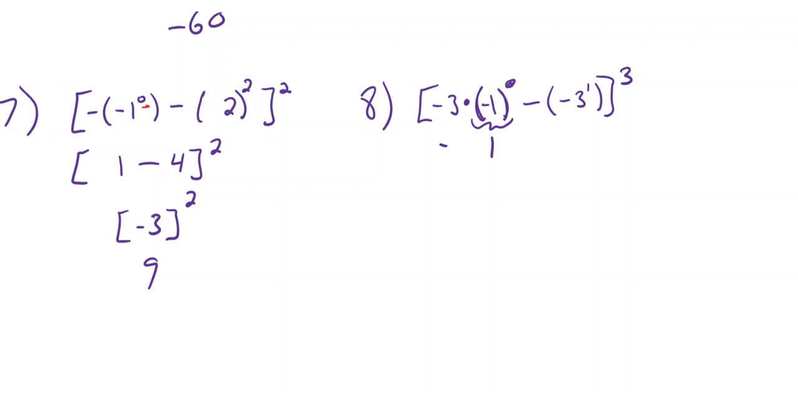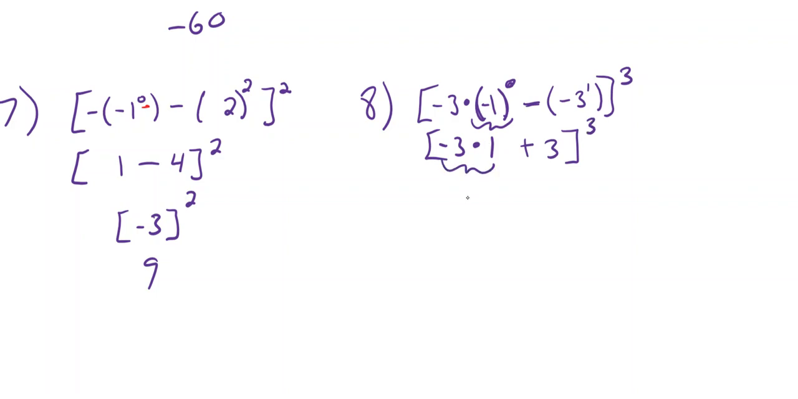So this is really negative 3 times 1. And then minus, well, let's fix this right now too. This one inside the brackets here, right? That's really negative and then 3 to the power of 1. So that's really just negative 3 still, right? And then we've got a negative times a negative. That is positive 3. This is all still to the power of 3.